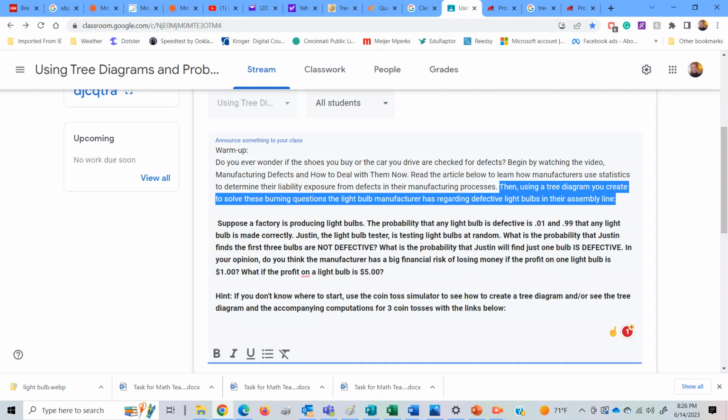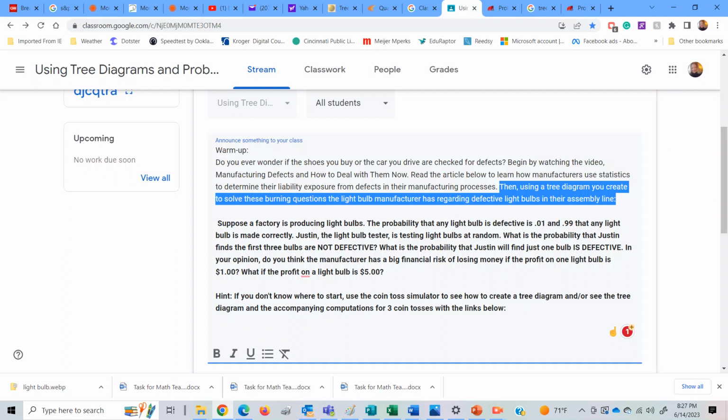So suppose a factory is producing light bulbs. The probability that any light bulb is defective is 0.01 and 0.99 that any light bulb is made correctly. So if it's defective, the probability is 0.01. If it's in good shape, the probability is 0.99. In other words, 99 light bulbs out of 100 would be perfect, and if they're defective, it's just 1 out of 100.